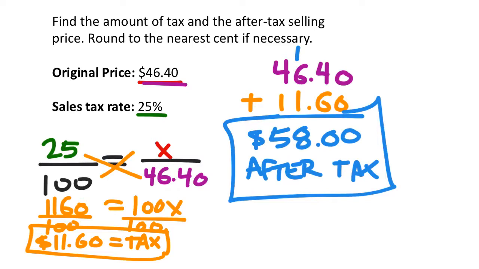Yeah, for that second method, you would have taken $46.40 and multiplied it not by 25%, but 125%. Because again, you have to pay the full amount, $46.40, but then the additional 25%, which makes it 125 instead of 25 right there. But again, that would have given you directly the after tax. Now you could have found the tax from that with subtraction, right? 58 minus 46.40 would have told you the amount of tax as well.